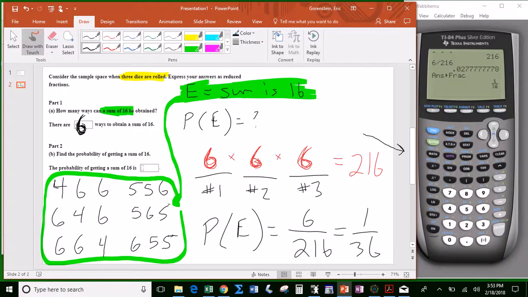So part B, 1 over 36 would be the reduced fraction, since the directions say, and I'll use blue up here, specifically express your answers as reduced fractions. If you type in 6 over 216, it will mark you wrong. It's not in reduced form.